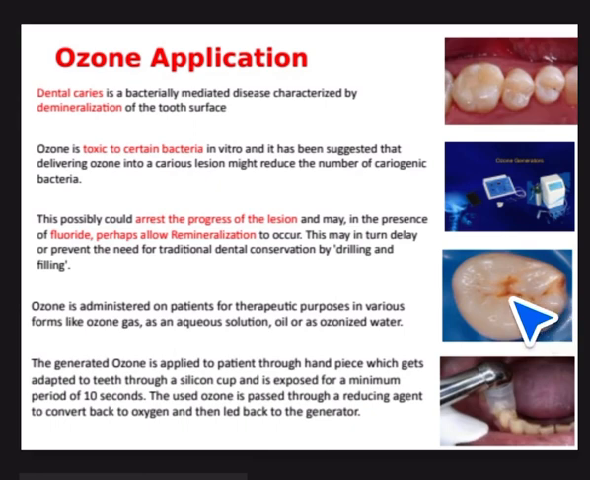And we use it for a minimum of 10 seconds. For 10 seconds, we treat this lesion with ozone. And after that, once we kill the bacteria, we fluoridate it. We use fluorides to remineralize. So ozone helps in better remineralization of the tooth and also in killing the bacteria. And when it kills the bacteria, the caries process stops. This is called ozone application.